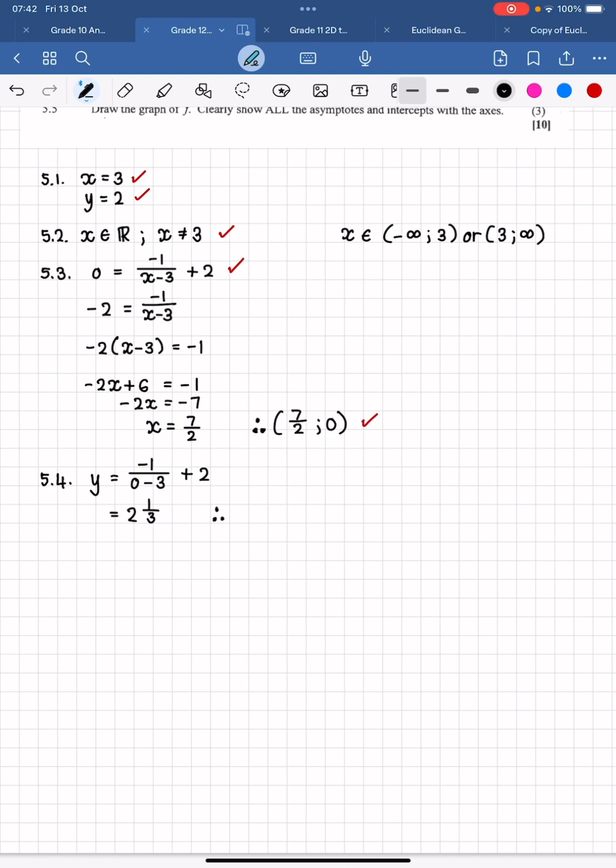Again, we have to write this in coordinate form. They were asking for the coordinates. So there we're going to write 0 and 2 and a third.